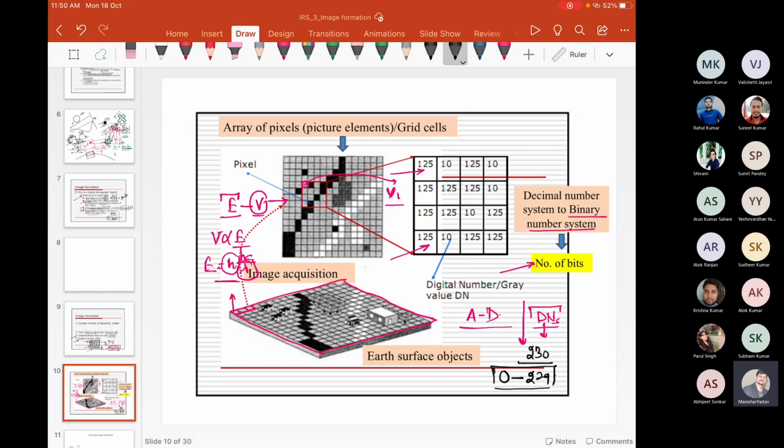So when you want to convert this decimal number into the binary number system, to convert 229 into binary, how many bits are required? Any one of you can quickly reply to this.